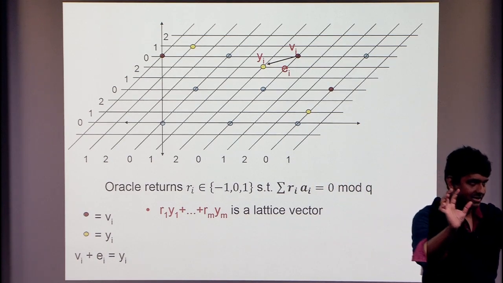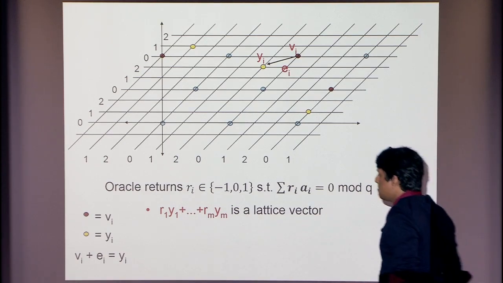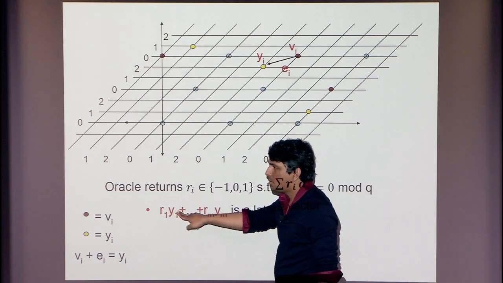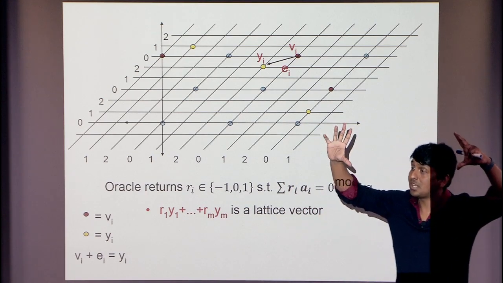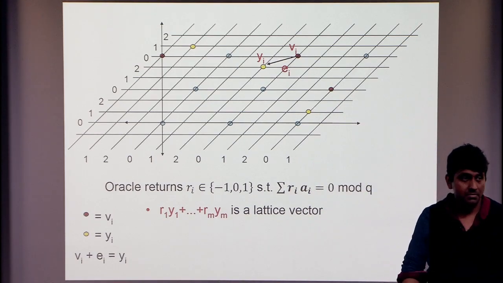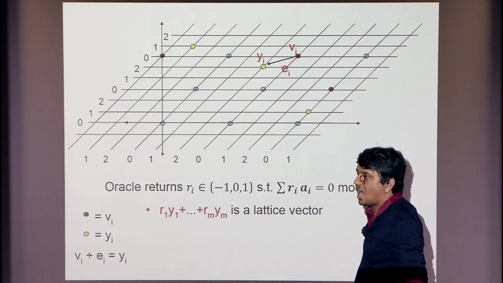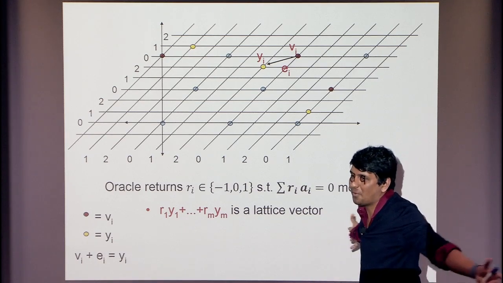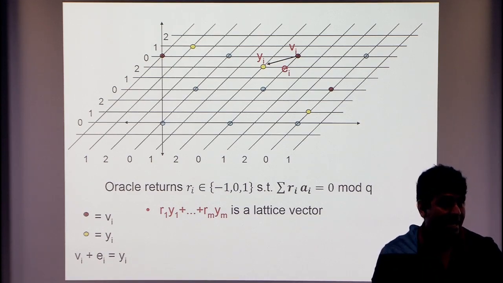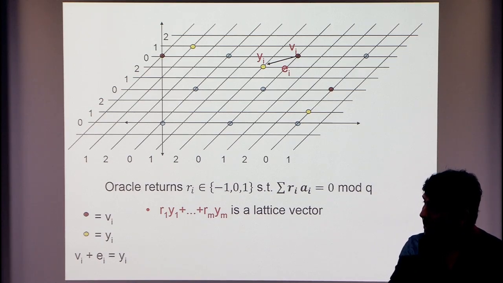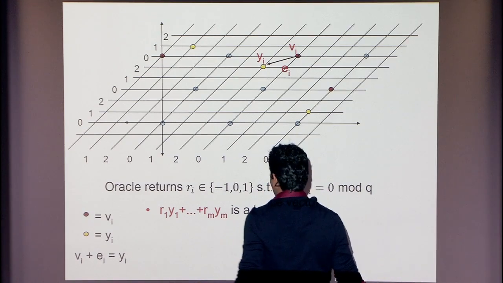The most important thing that comes out of this reduction is the following. I claim that the sum of R_i Y_i is a vector in the original lattice, not this subdivided lattice. And that's the key. Because the Y_i's themselves are not in the lattice, that's the whole point. But the SIS solver just gave me a way to combine these Y_i's that landed in the lattice. And why is that the case?